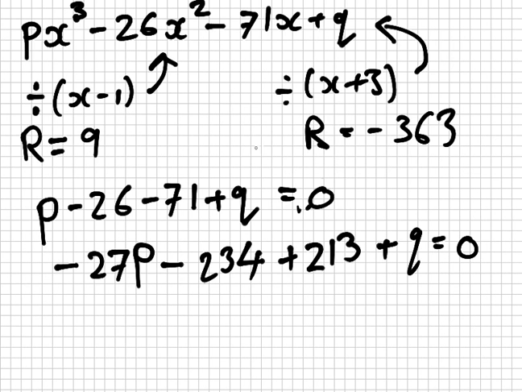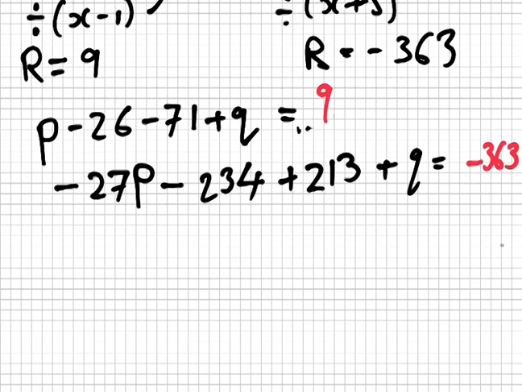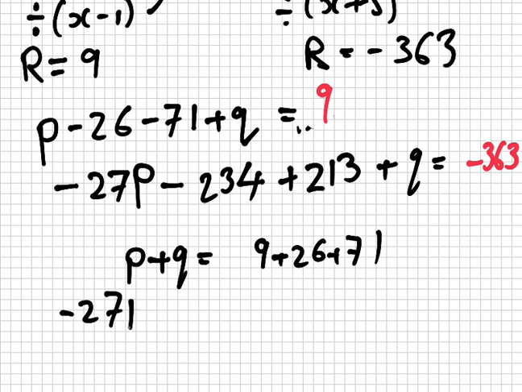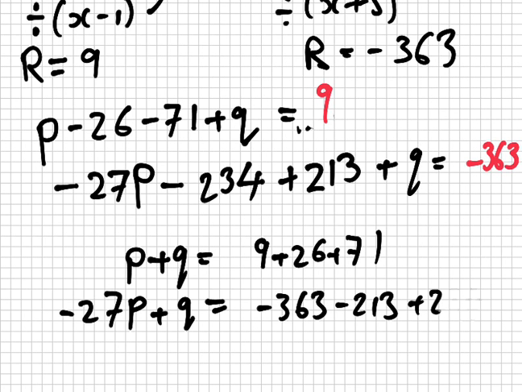Oh yeah, sorry, I wrote 0, force of habit. It's not zeros here, it's the remainders, which is 9 and minus 363. Okay, so what have we got? We've got two equations with two unknowns, so we can solve. The first equation is p plus q equals whatever 9 plus 26 plus 71 is. And then the second equation is minus 27p plus q equals whatever minus that number minus that number plus that number. Can you give me those two numbers at the end, please?